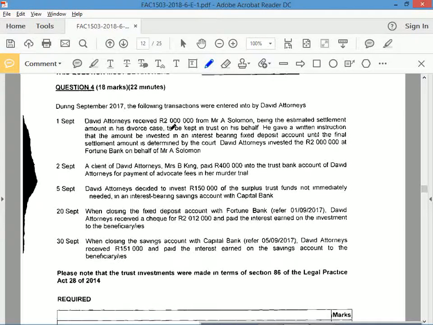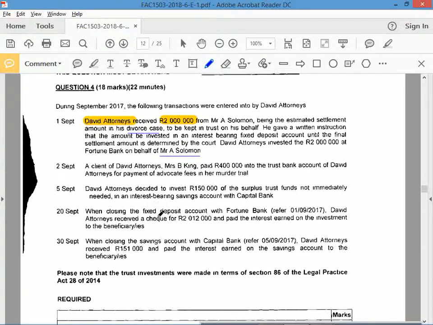1st September, David attorneys received 2 million from A, being the estimated settlement amount in his divorce case, to be kept in trust on his behalf. So David is the attorney, collecting 2 million. That's obviously going to go to the trust bank account. He gave a written instruction that the amount be invested in an interest-bearing fixed deposit account until the final settlement amount is determined by the court. David attorneys invested the 2 million at Fortune Bank on behalf of Mr. A. We need to know more about this investment account though.